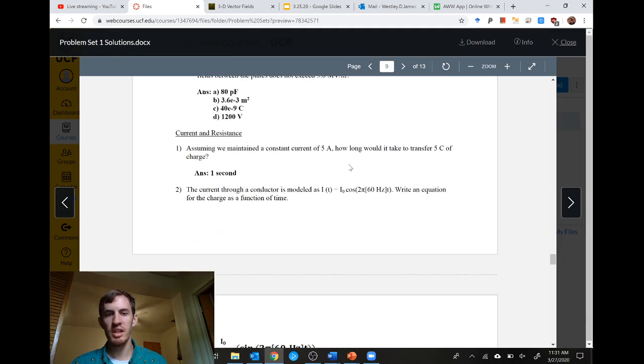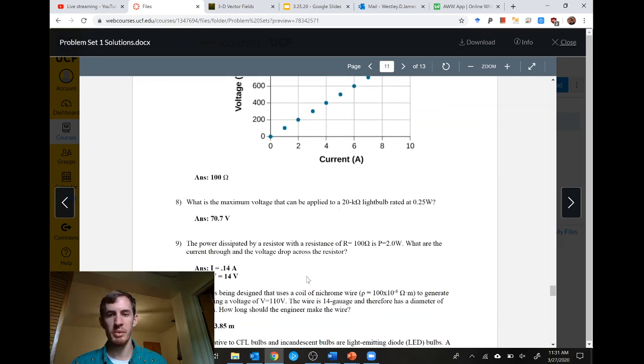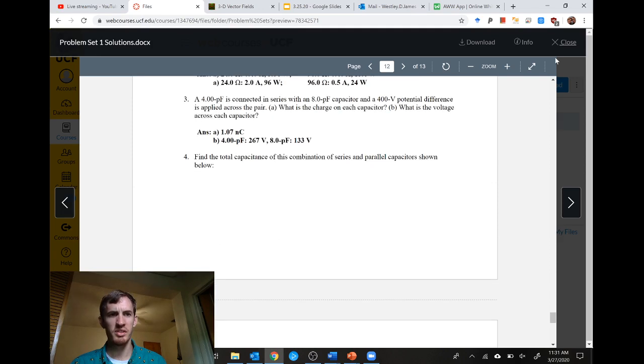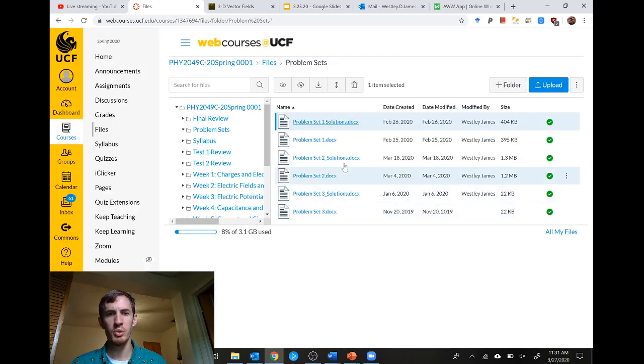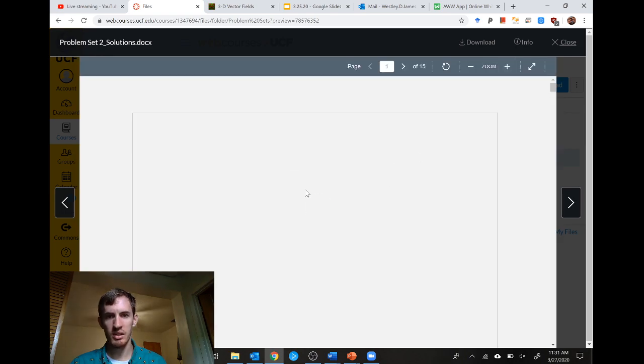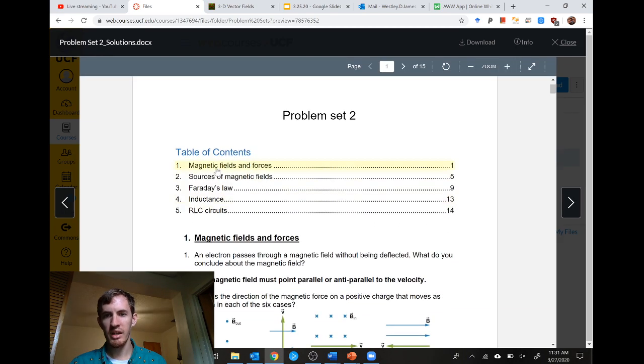current and resistance. And this may seem like a lot, but these questions, especially current and resistance, are very quick. So current and resistance, DC circuits, and then problem set 2 is everything except for the last piece. If we look at this, just sections 1 through 3, not inductance. Inductance is not on the test, but sections 1, 2, and 3 are.